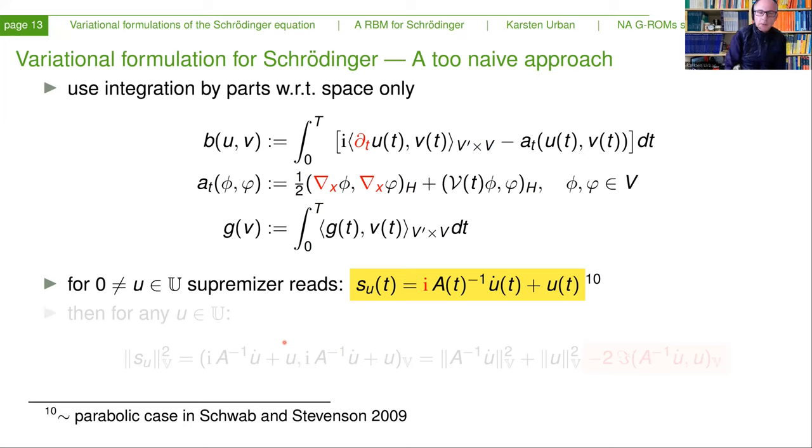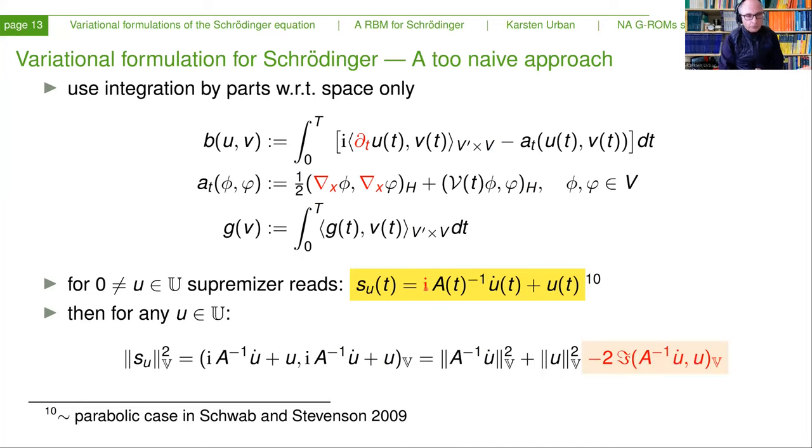And in fact, you can characterize that for this variational form directly. And it looks like this. And the only difference to what is known from the heat equation is that here you have the complex unit. Okay, now for the heat equation, we know that we have a well-posed situation. So here you might think, okay, good, everything is okay. And now if you go for the proof of the inf-sup condition, you have to bound the norm of the supremizer from below. Okay, now you compute that.